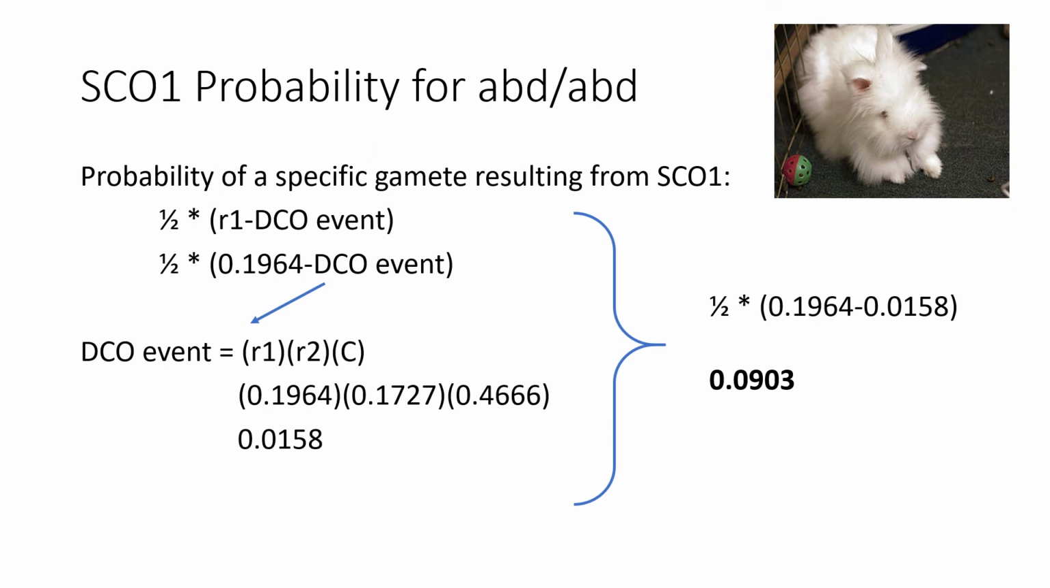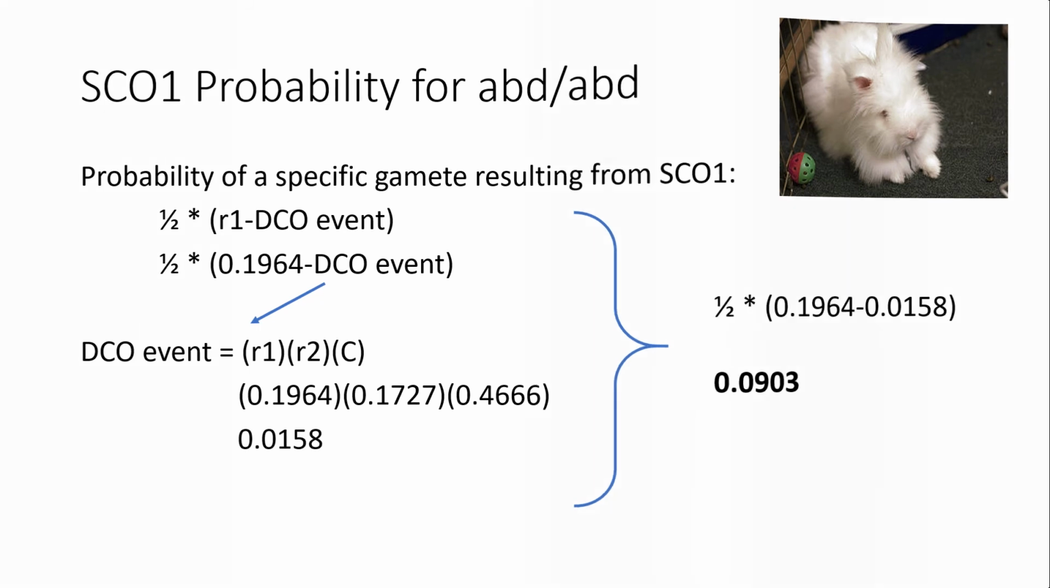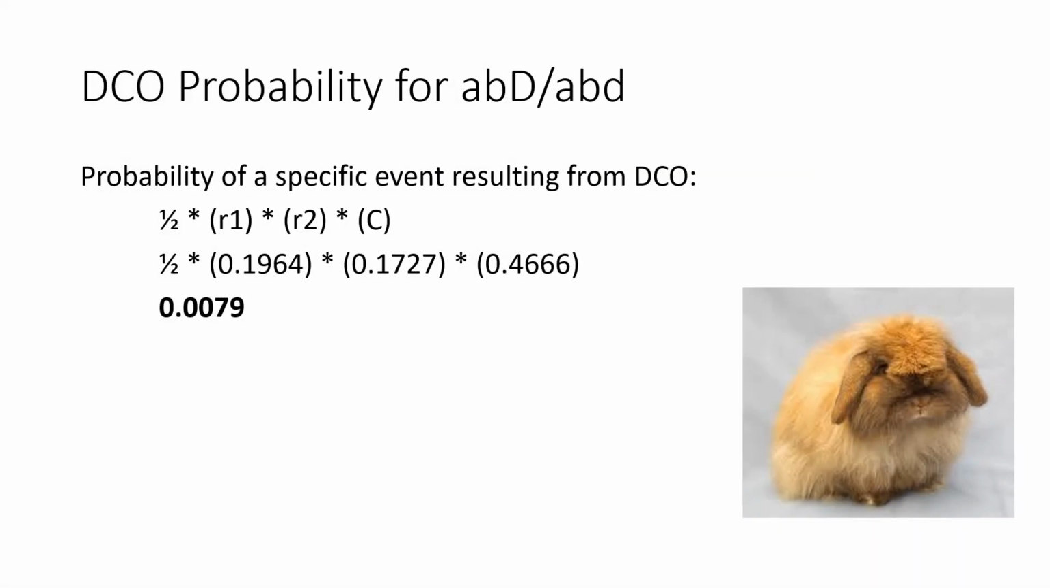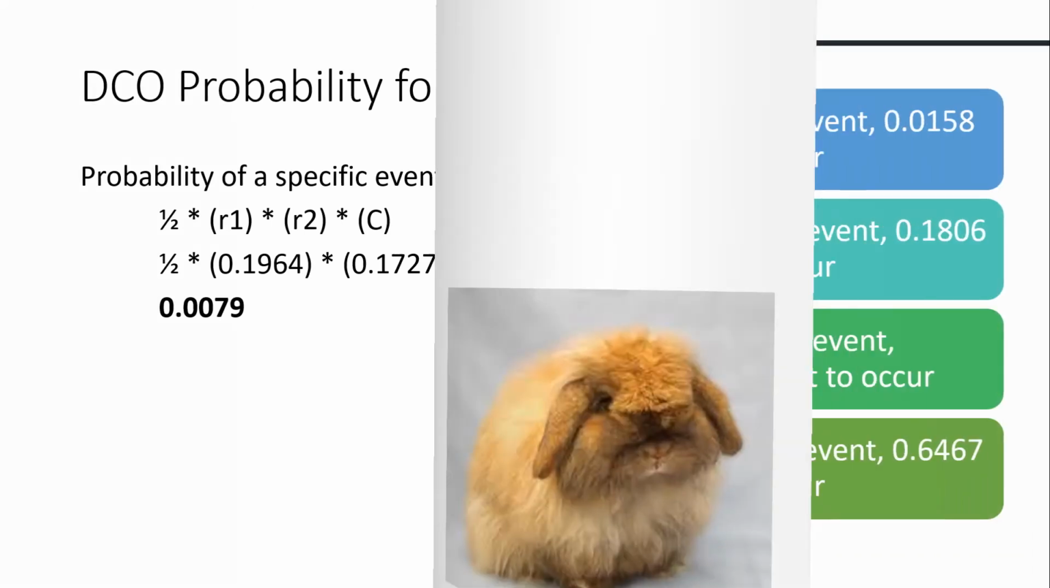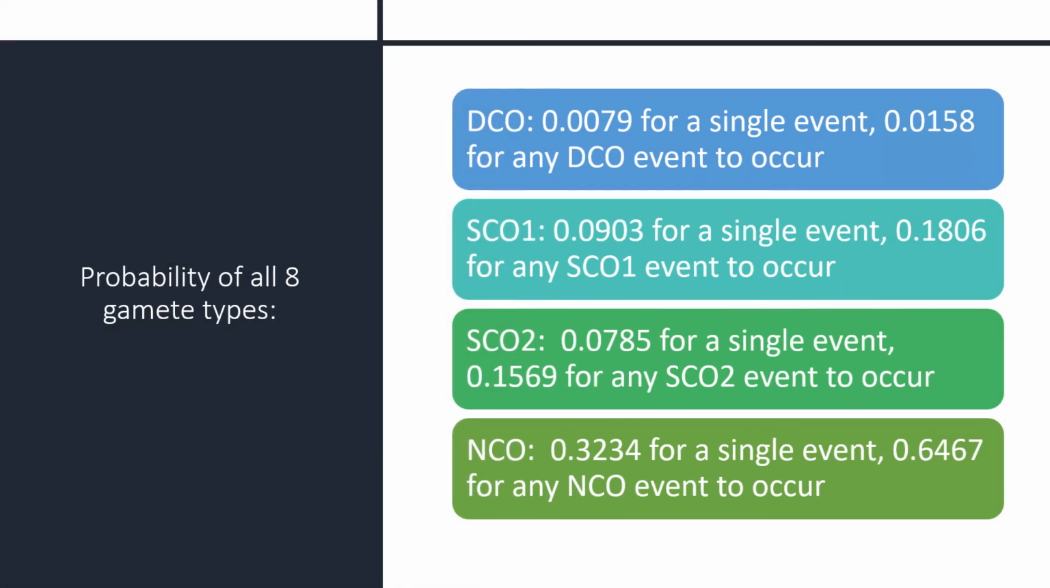SCO1 probability is found by using 1/2 times R1 minus DCO. She found that 0.0903 was the probability. The probability of a specific event resulting from DCO is 1/2 times R1 times R2 times C. She found that it was 0.0079. And these are the probabilities for all of the other gametes.